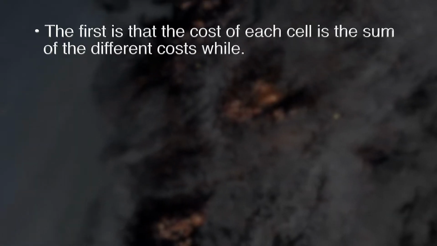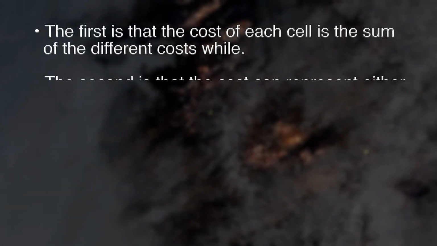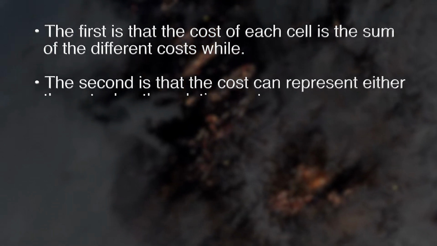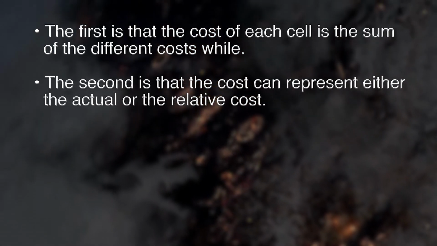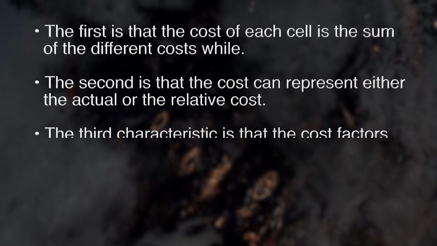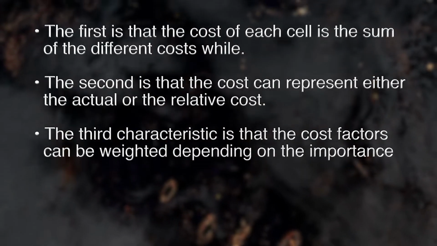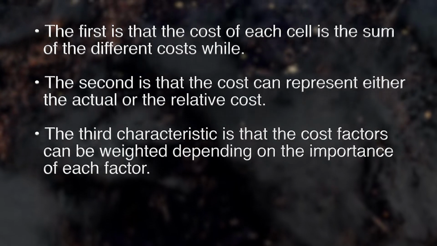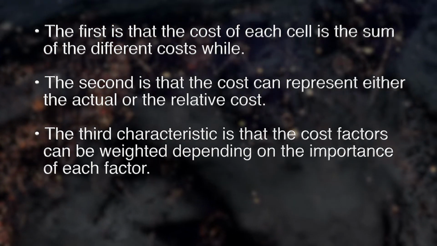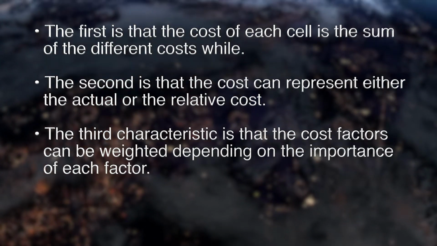The cost raster is the raster that defines the cost or other impedance, defined by the user, to move through each raster cell. A cost raster has three characteristics. The first is that the cost of each cell is the sum of different costs, while the second is that cost can represent either the actual or the relative cost. The third characteristic is that the cost factor can be weighted depending on the importance of each factor.